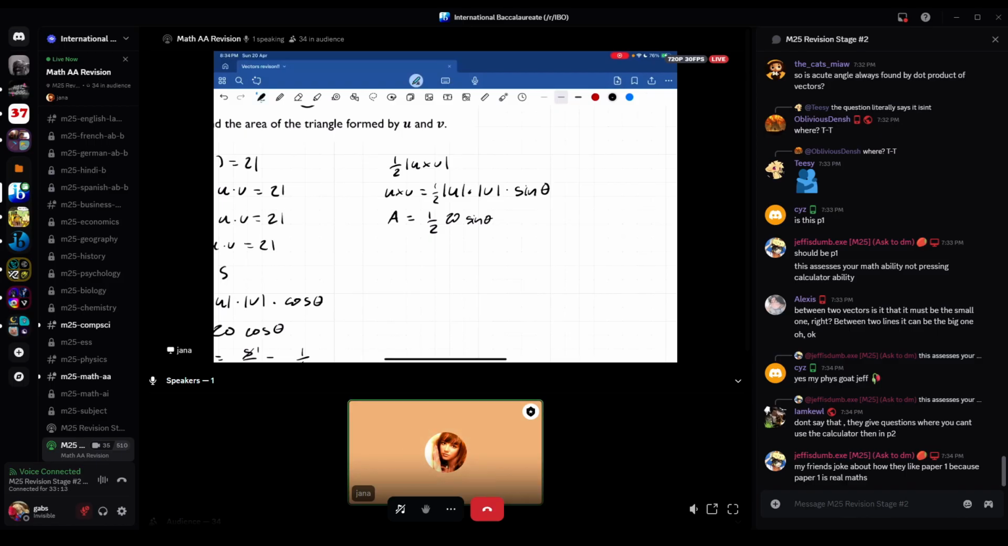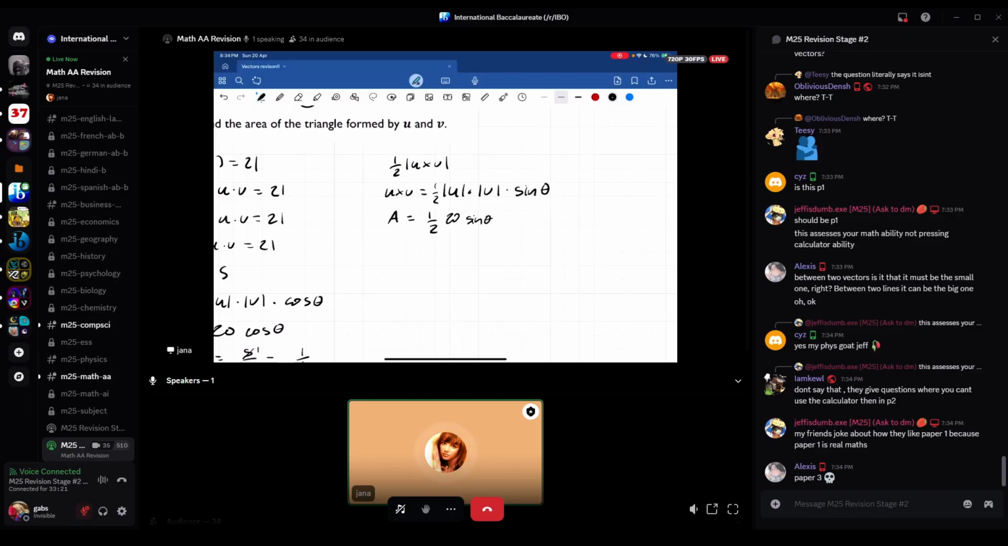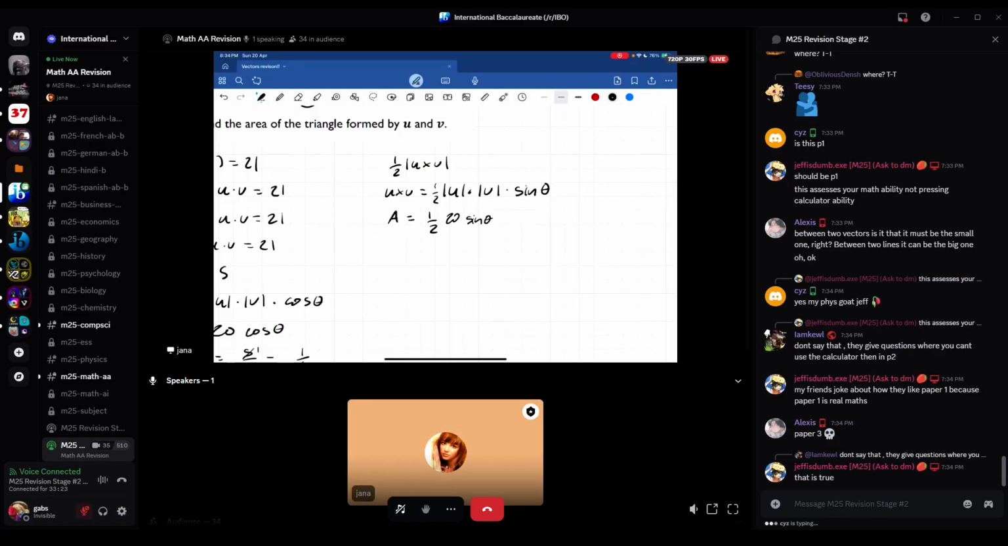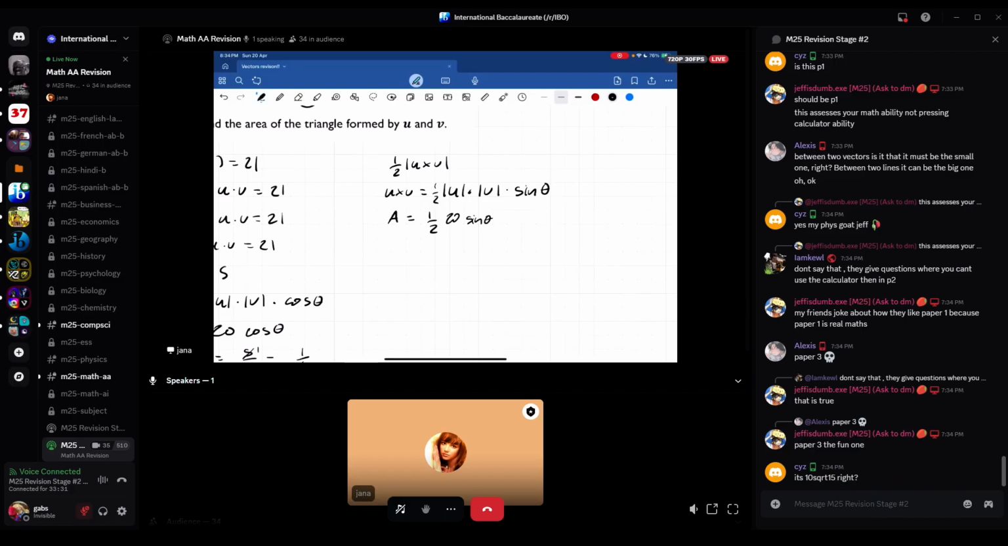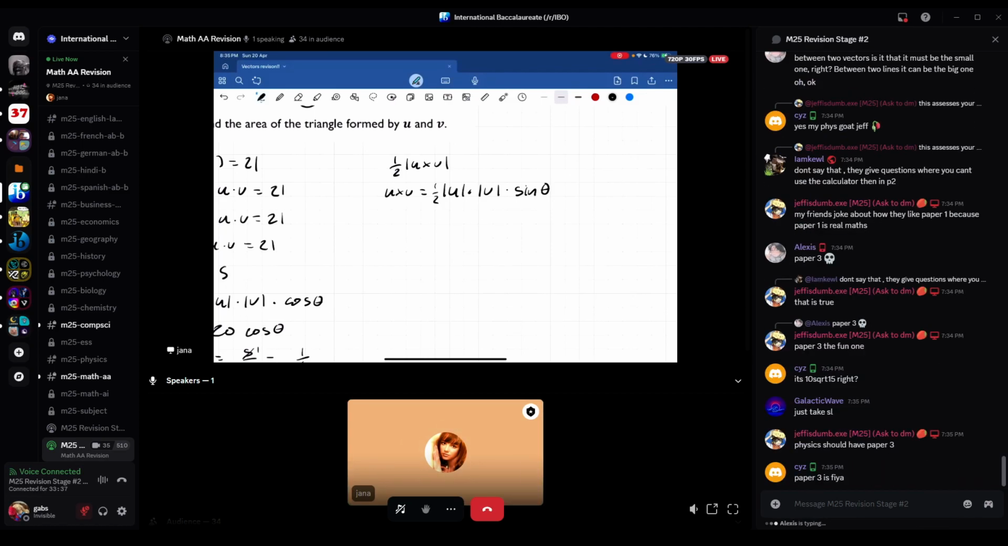Paper one is real math. I mean, Loki? Fair enough. Paper three is even chiller though, honestly. I love paper three. Also, well, is it? No, it's not. Not quite.